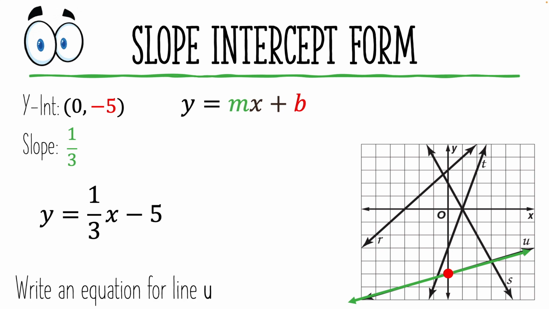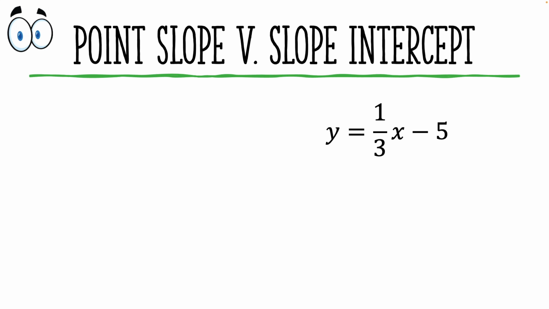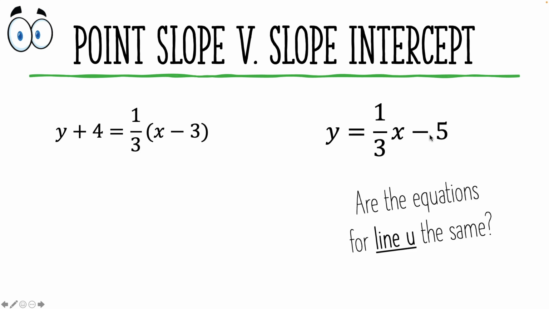So now we took those 4 lines and we found the equations for them twice, once in point-slope form and once in slope-intercept form. Now here's the question. What's the difference between point-slope form and slope-intercept form? For line U, we originally got y plus 4 equals 1/3 times the quantity x minus 3. That was point-slope form. The second time we did it, we got y equals 1/3 x minus 5. But are those the same thing?